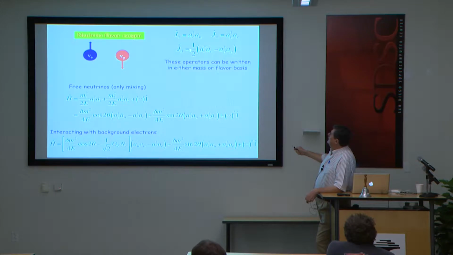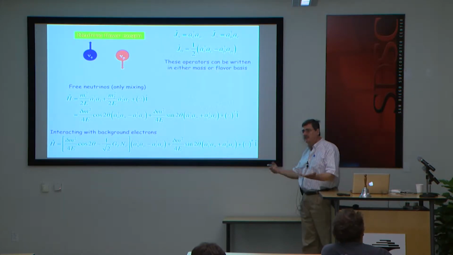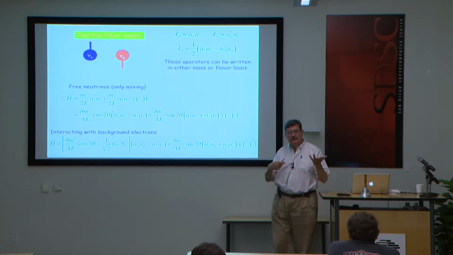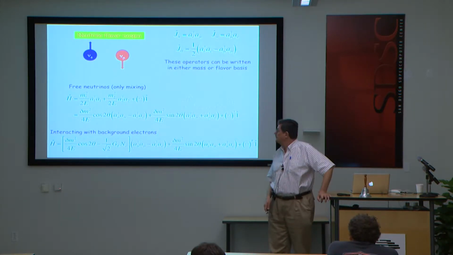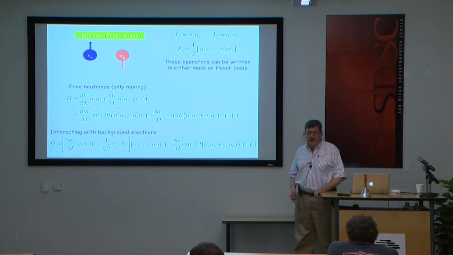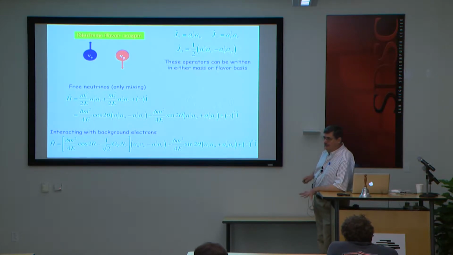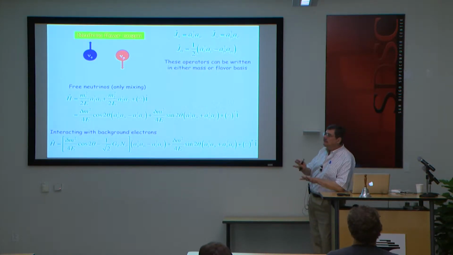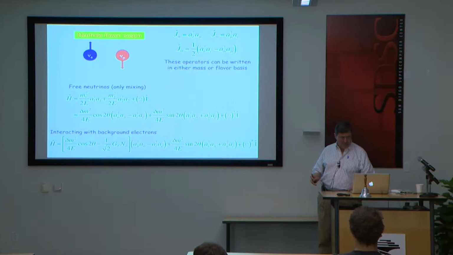1/2 (A_e dagger A_e minus A_mu dagger A_mu) is the third component of the neutrino flavor isospin. This is the angular momentum creation operator, and this is the angular momentum annihilation operator. Those three operators you can easily show close under SU(2) commutation relations, so that's actually well known. And these operators can be written in either the mass or the flavor basis. You can do either one.